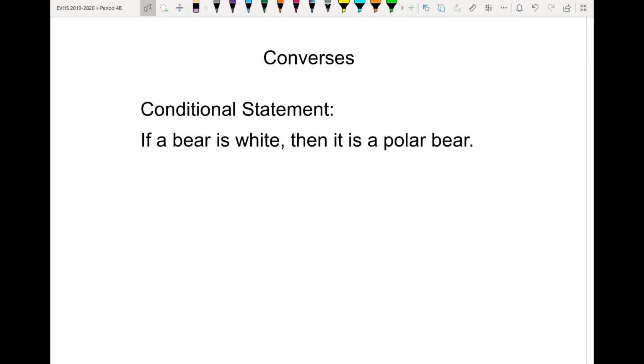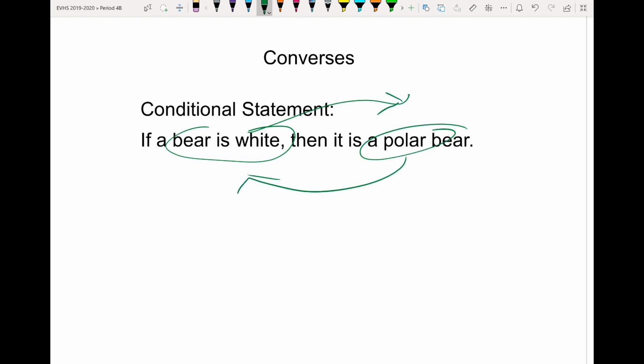All right, so let's talk about our converses from Unit 2. What was a converse? It's not a shoe. We take the hypothesis and the conclusion and we switch them. So this thing goes there, and this thing goes there, right?